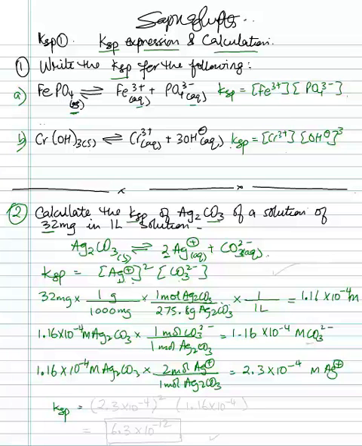For silver, it is 2.3 times 10 to the negative 4, because you had 2 of the silver ions in there. That's why the concentration is doubled. Then square that and multiply it by the concentration of the carbonate ion, 1.16 times 10 to the negative 4, and that's not squared because that's only 1. And so the Ksp for this is 6.3 times 10 to the negative 12. So, pretty straightforward. The main thing is that you should set up your Ksp correctly, and once that is correct, then your answer is going to be correct.